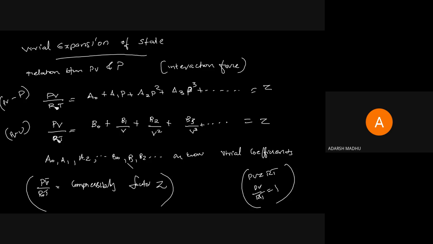PV equal to RT, and PV by R naught T is known as the compressibility factor Z, and this is the virial expansion. A naught, B naught, A1, B1, A2, B2, A3, B3, etc. are known as virial coefficients. Now we want to discuss a property called reduced properties.